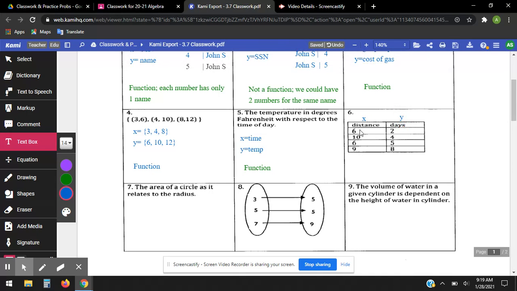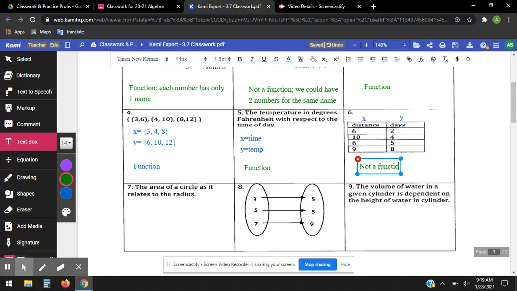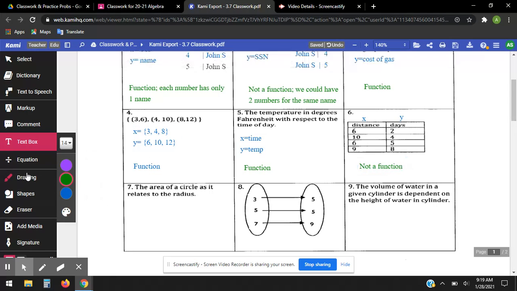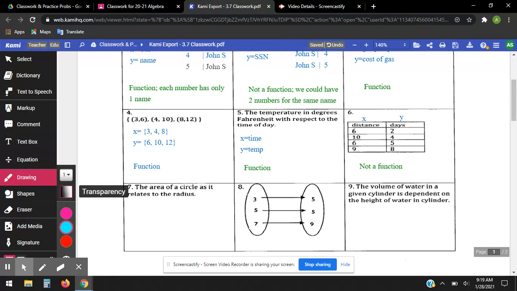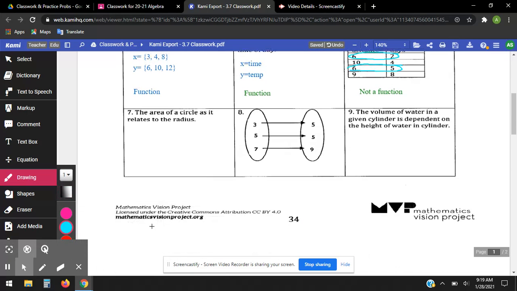In looking at that, if I have an x of 6, do I only have one set of days that I can do that in? No, I have 2 6s and I have 2 different numbers for it. So this would not be a function. And I'm going to go ahead and circle this and this to show that my 6 could equal 2 or 5. Therefore, it is no longer a function.